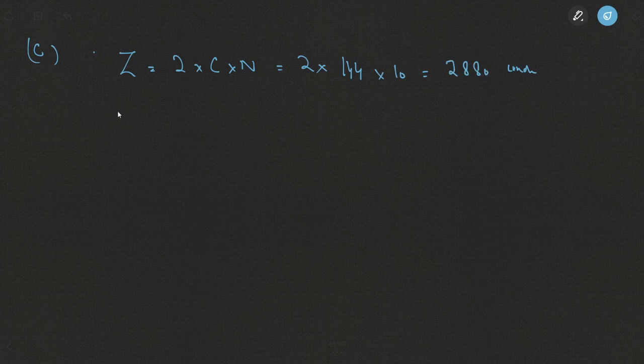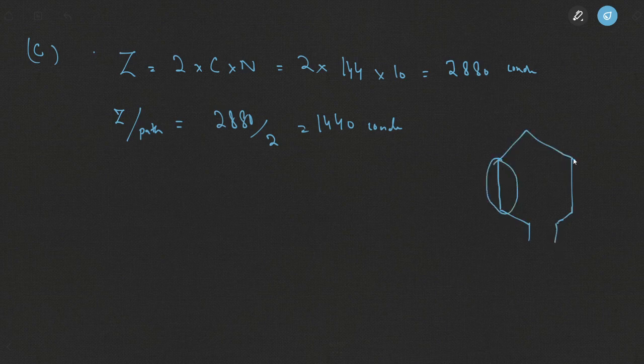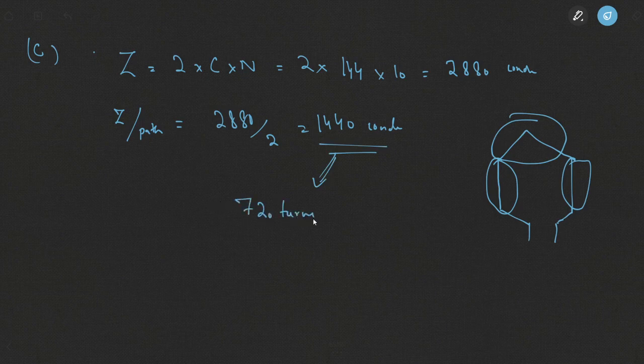Now the total number of conductors in one path, Z per path, will be equal to 2880 divided by the number of parallel paths, in this case 2. So you have 1440 conductors. If you have 1440 conductors, that means you will be having 720 turns. What this basically means is, this is your coil. This is a conductor here. This is a conductor here. This here represents a turn. So for every 2 conductors you have 1 turn. So if you have 1440 conductors, you will be having 720 turns in this machine. Fine. In one parallel path.